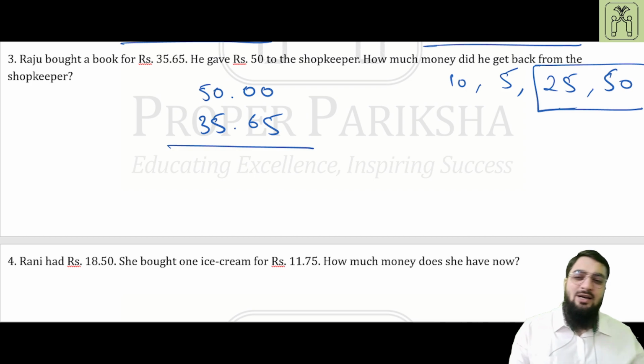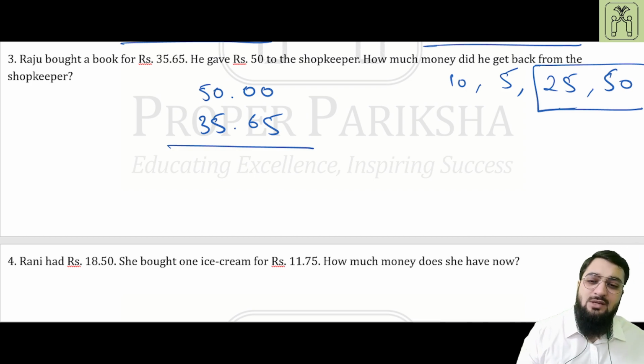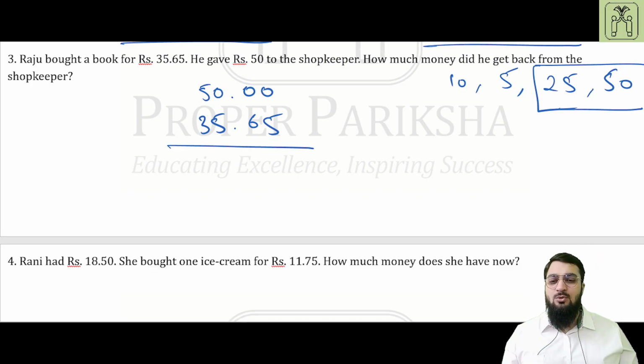Then you will write in the next line that the price of the book is equal to rupees 35.65. Then you will write: subtracting 2 from 1 will give us the answer, that is, how much money is left with the shopkeeper, or how much money the shopkeeper will return to Raju. Then you will write the numbers in this order, with a minus sign and the decimal points aligned, and then just subtract.